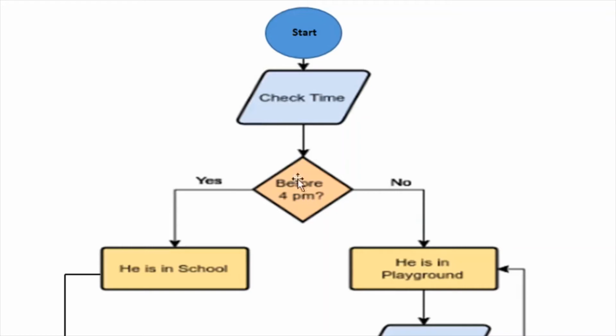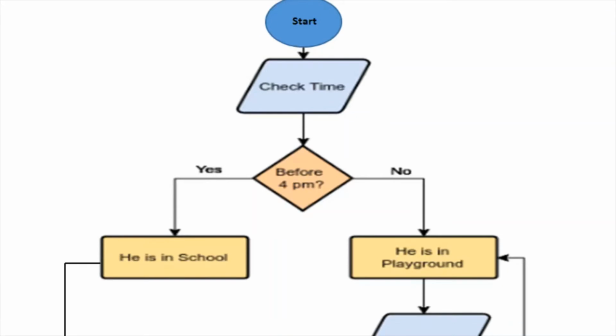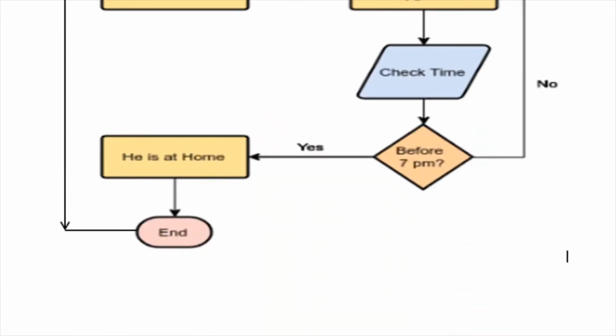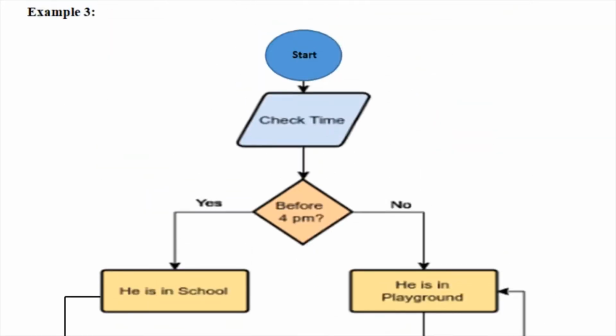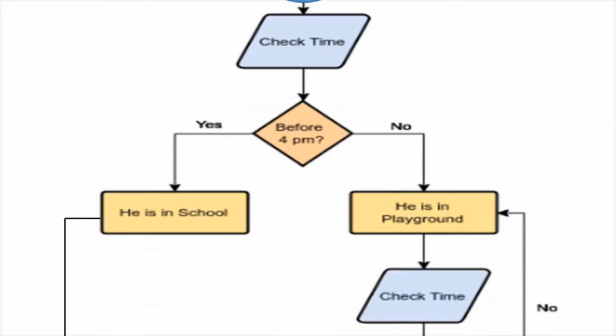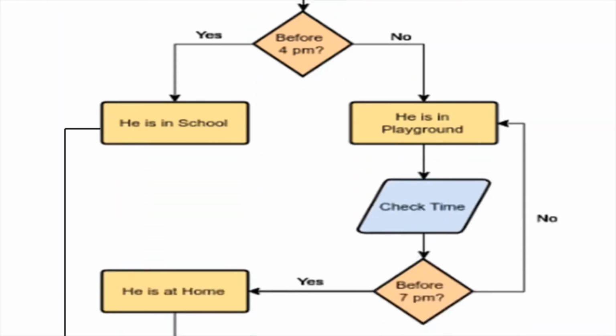Then we will check if it is before 4 p.m. Yes, he is in school. The kid is in the school, and right at the end it will come here, and it will go to the end symbol, and the processing will finish. But if it is before 4 p.m., no, it's not before 4 p.m., then he is in the playground. It means that if it's not before 4 p.m., it's after 4 p.m., so the kid must be in the playground.